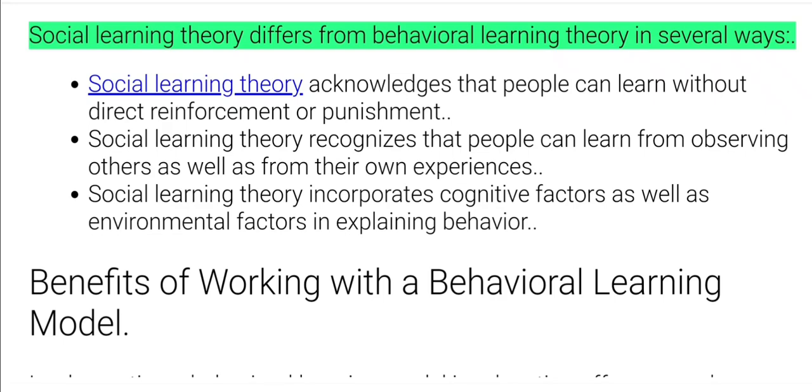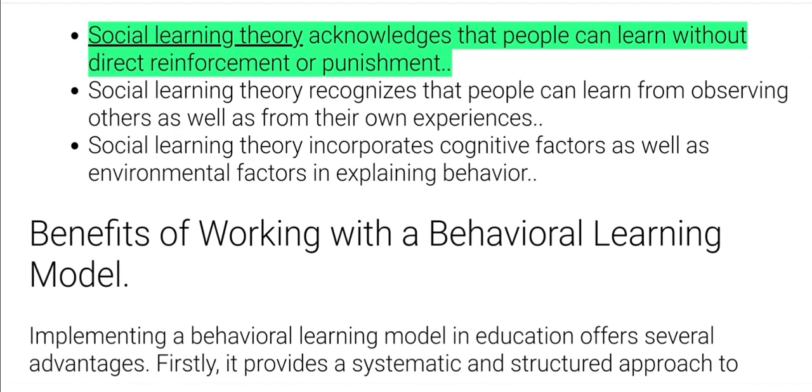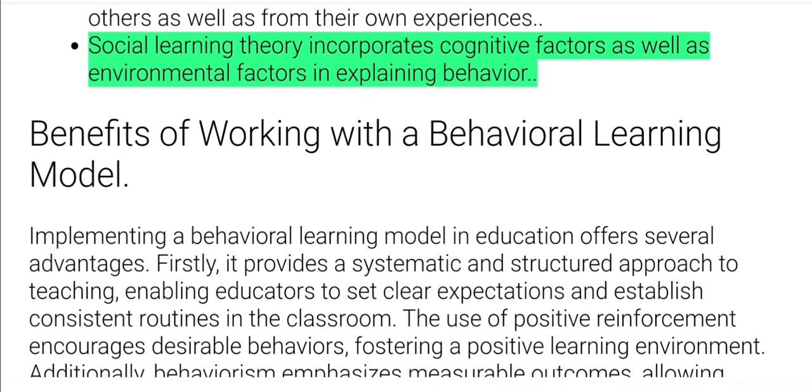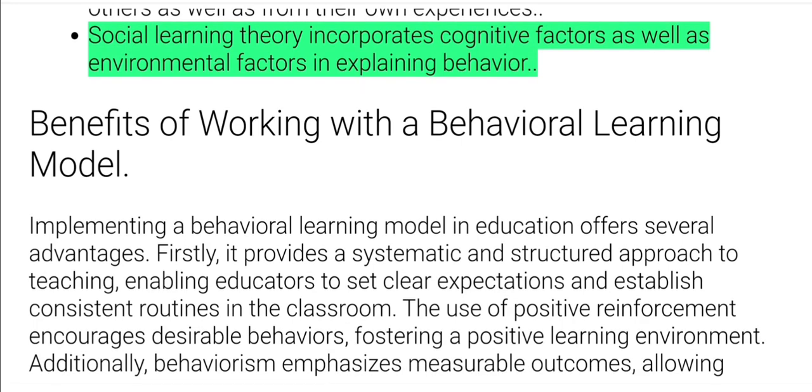Social learning theory differs from behavioral learning theory in several ways. Social learning theory acknowledges that people can learn without direct reinforcement or punishment. Social learning theory recognizes that people can learn from observing others as well as from their own experiences. Social learning theory incorporates cognitive factors as well as environmental factors in explaining behavior.